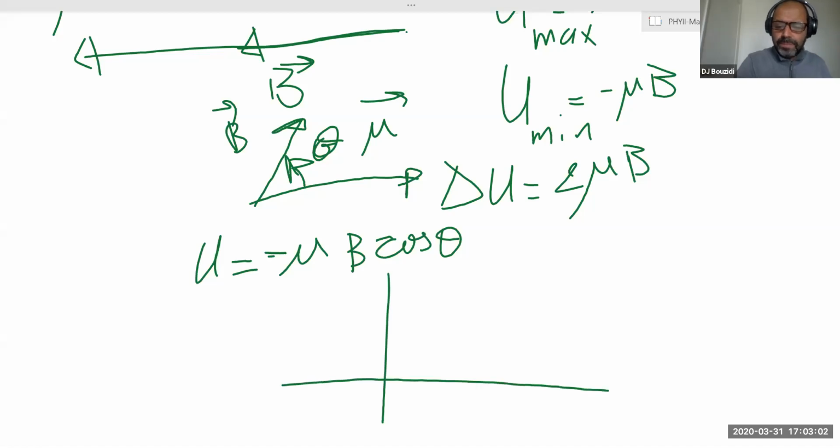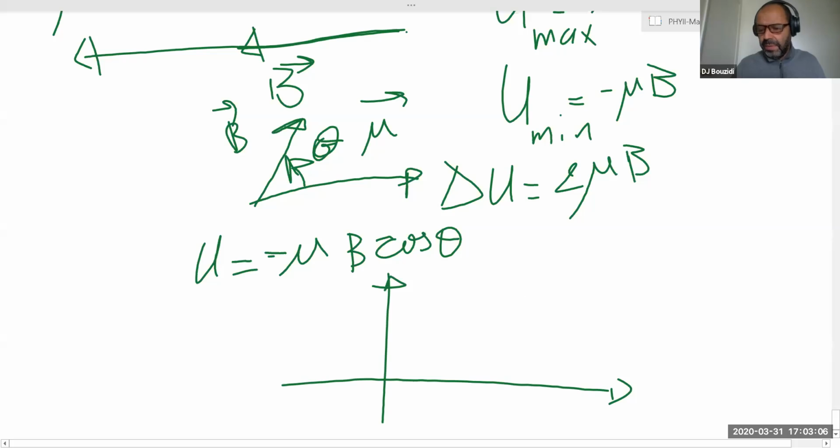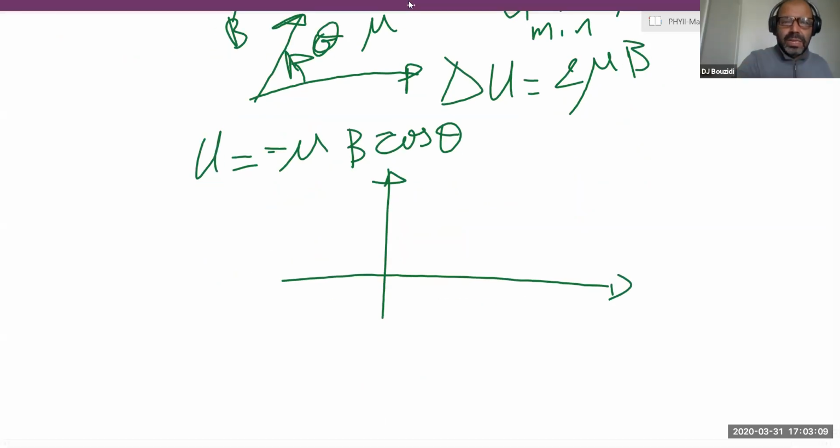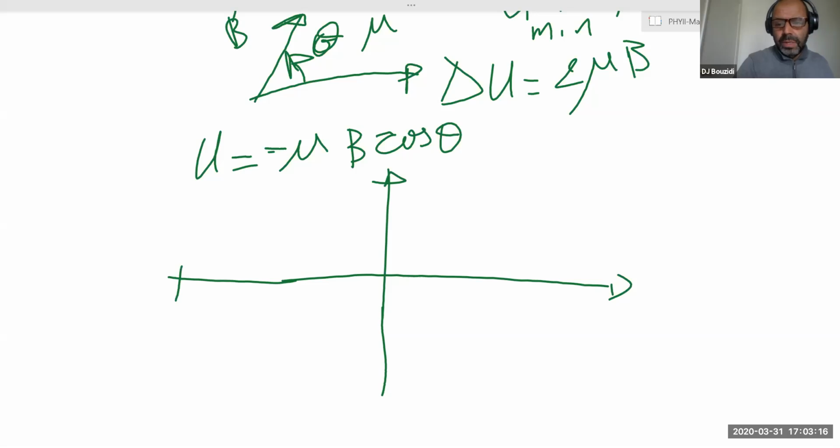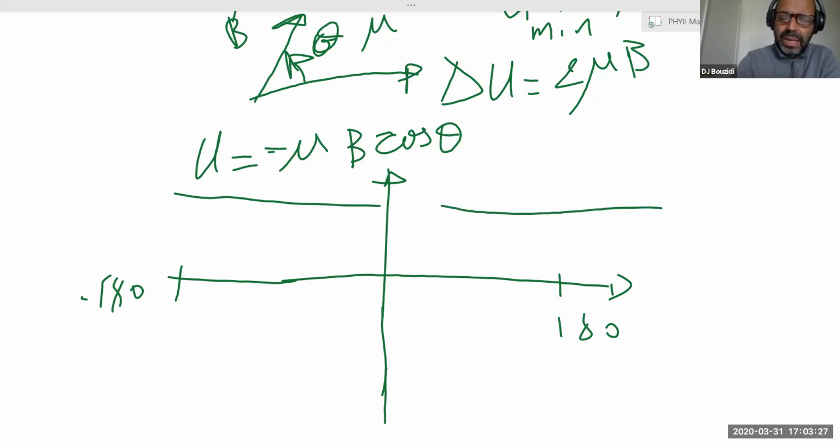In terms of energy as a function of theta, I'm going to take theta anywhere from negative 180 degrees to a positive 180 degrees, running through 0. The energy is max here, and it's min here, okay? And it goes through like this.